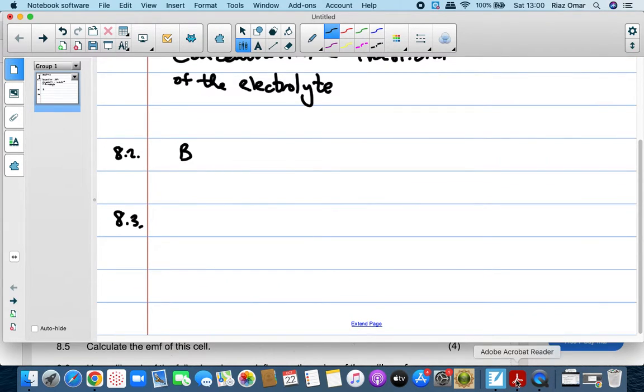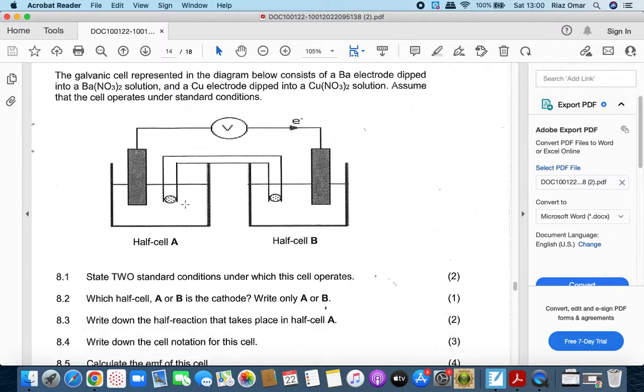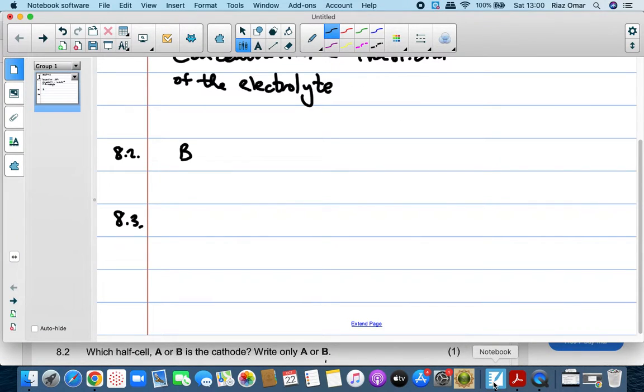8.3, the question is, write down the half reaction that takes place at cell A. So instead of zinc now we've got barium. So we'll say what happens at barium to donate the electrons. Barium becomes barium ions in solution by donating 2 electrons. So barium becomes barium 2 plus and 2 electrons.